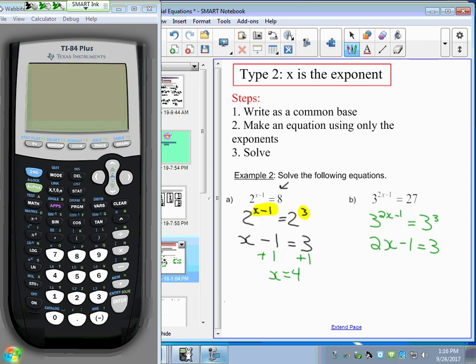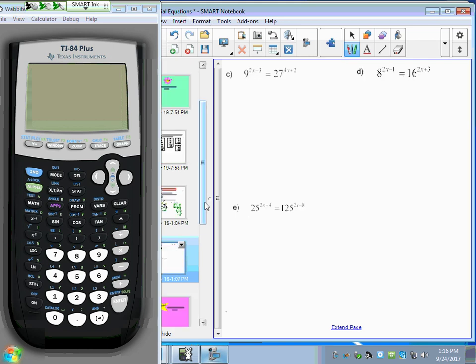Remember, we do the opposite of order of operations, which means we add or subtract first. In this case, we're going to add 1 to both sides. It cancels off here. We get 2x equals 4. Divide both sides by 2. X equals 2. So the solving equations, that should be the easy step. We're mainly learning that you have to get the base the same now. All right, good. Let's move on to the next slide.